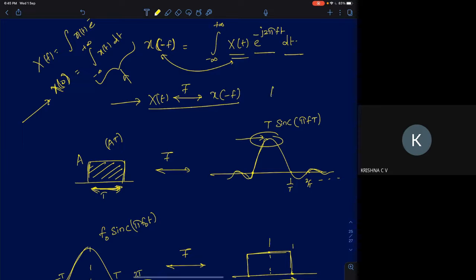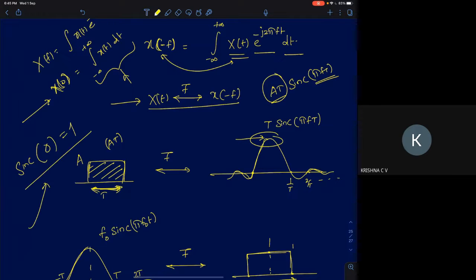So I can write A into t and times a sinc function, sinc of pi of t, because the zeros are at 1 by t. So it should be sinc of pi of t. And I'm multiplying it by A t because sinc 0 is 1. So sinc 0 is 1.